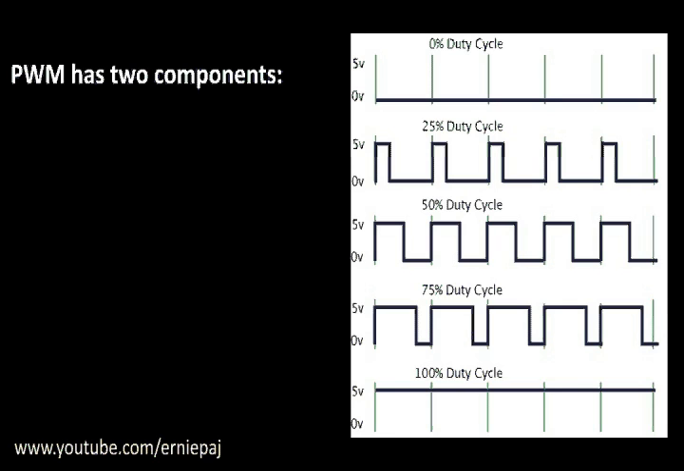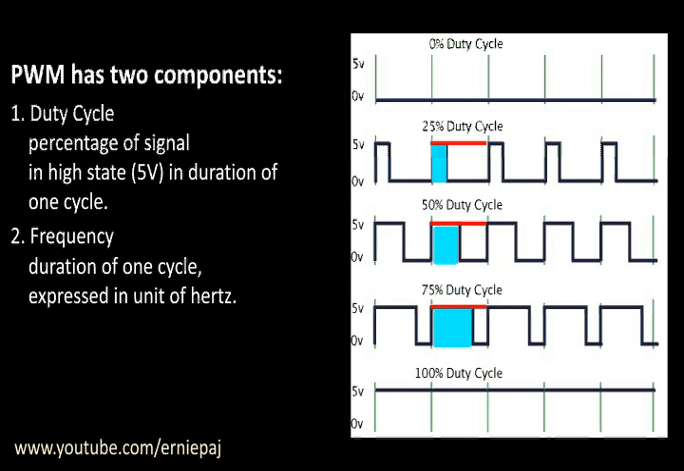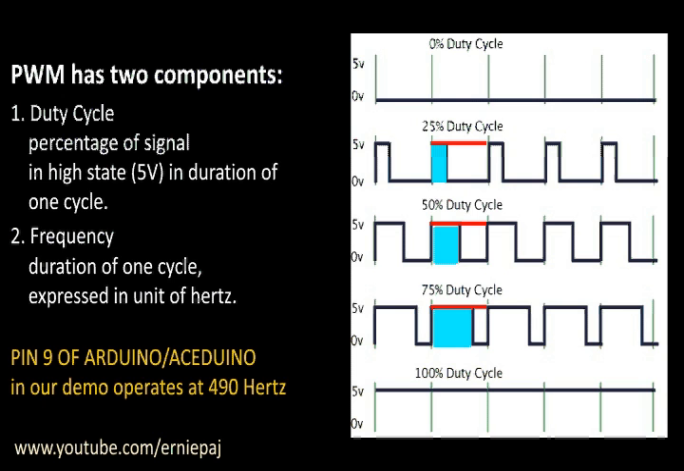Pulse width modulation has two components to define its behavior: duty cycle and frequency. The duty cycle describes the amount of time the signal is in a high state as a percentage of the total time it takes to complete one cycle. The frequency determines how fast the PWM completes a cycle.